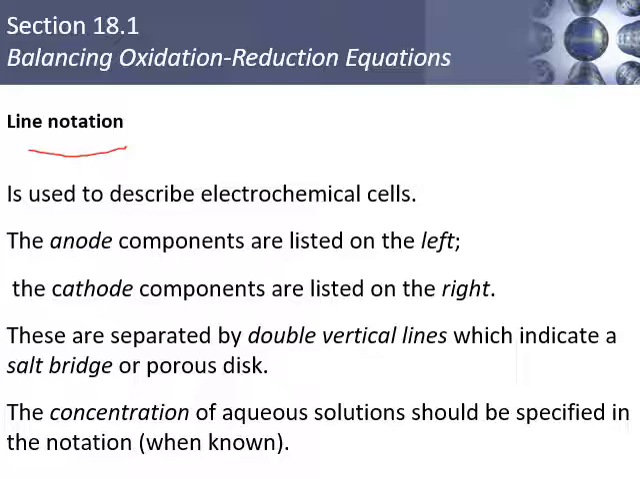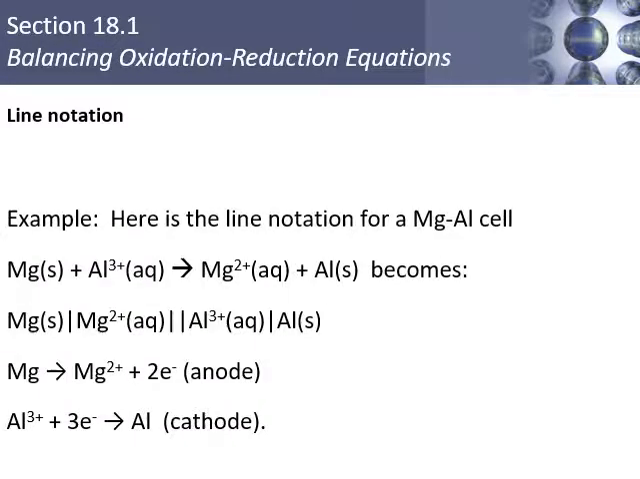And then the double line, and then on the right-hand side, you write the reduction half reaction, which would be like Cu2+ plus 2 electrons goes to, and you wouldn't write the electrons, goes to Cu. So it just changes the way things appear. Let's go to the next slide.